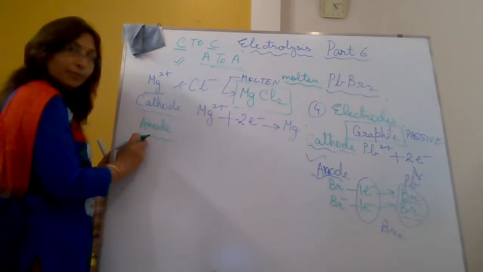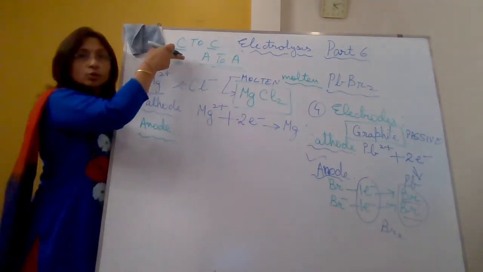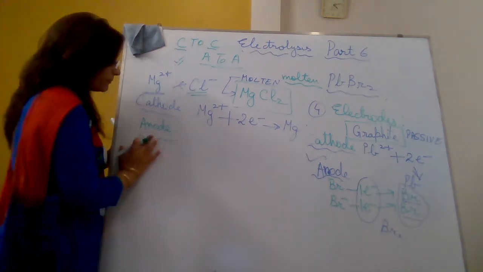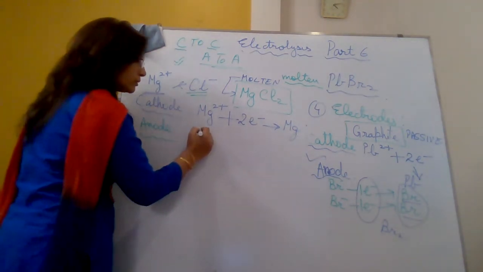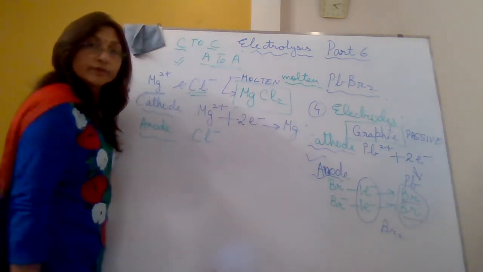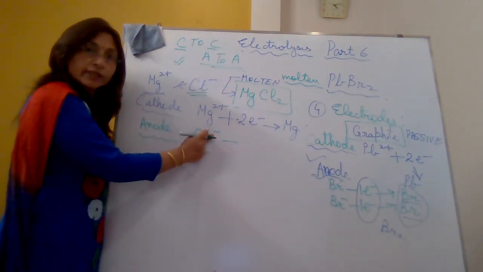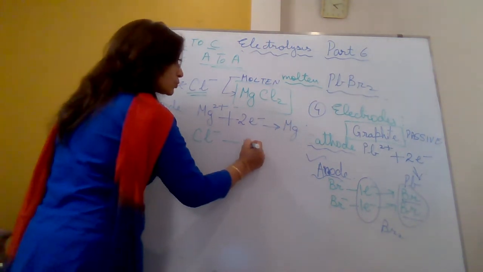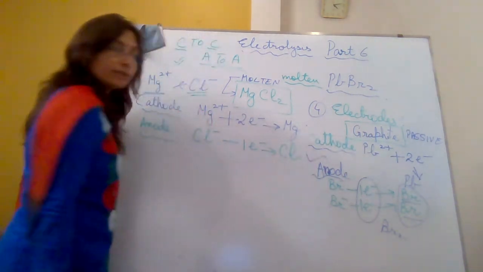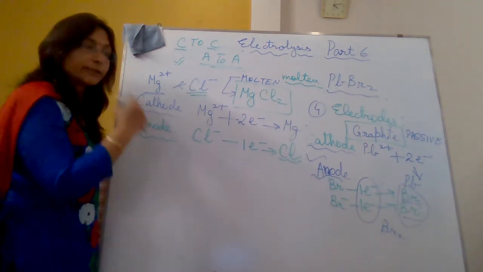Anode, what will happen? The anion, what is the anion here? The chloride ion. So this chloride ion will be migrating towards the anode. Migrate हुआ, migrate होने के बाद discharge हुआ. How will it discharge? By the loss of electron, क्योंकि इसके ऊपर 1 negative charge है. So minus 1 electron. What will it produce? Chlorine atom. 1 chlorine atom. It is producing 1 chlorine atom.